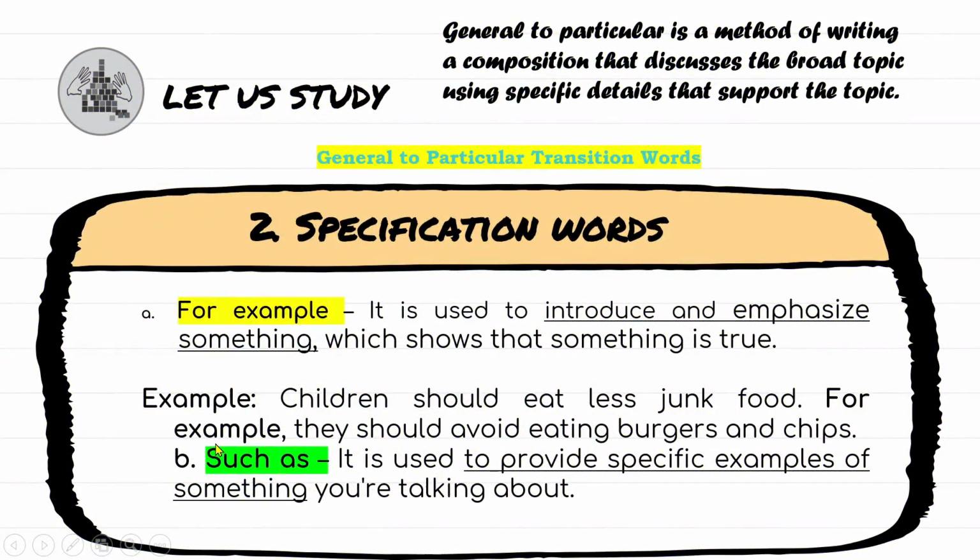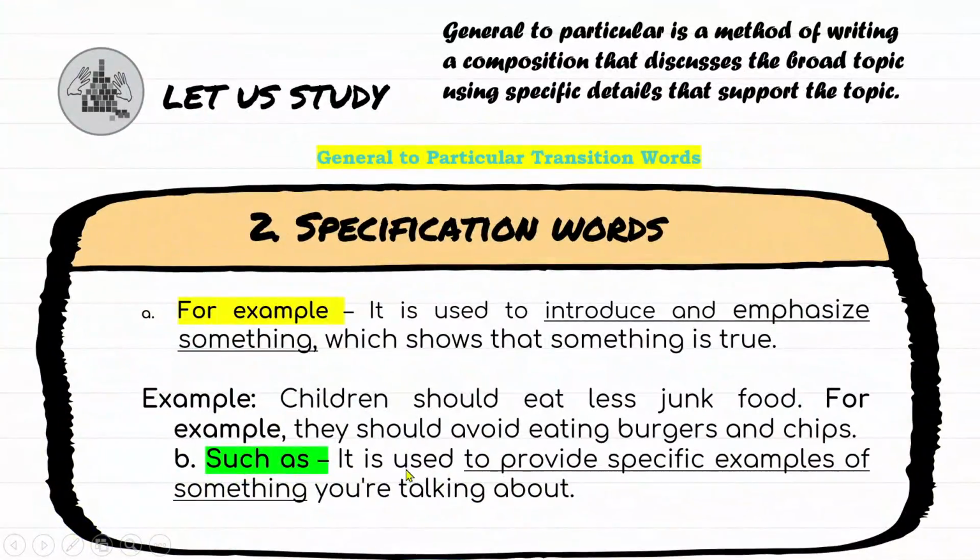In this example sentence, of course, we have used the words for example. The purpose of for example is to illustrate what children should not eat or should eat less of, which is junk food. And we give examples of junk food. Here they are: burgers and chips. Okay, so that is an example of how we are going to use for example in sentences. I hope you'll be able to give me your own examples using the words for example. Remember, for example is a transition word that is used to prove something that is true.